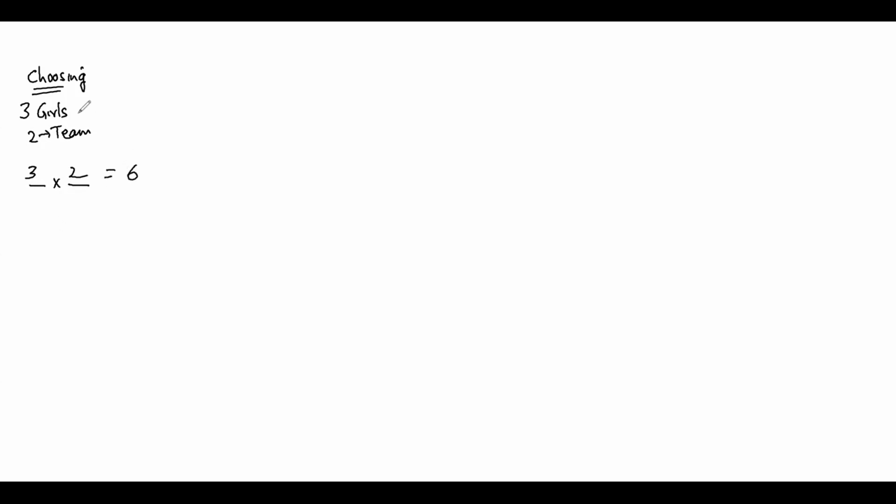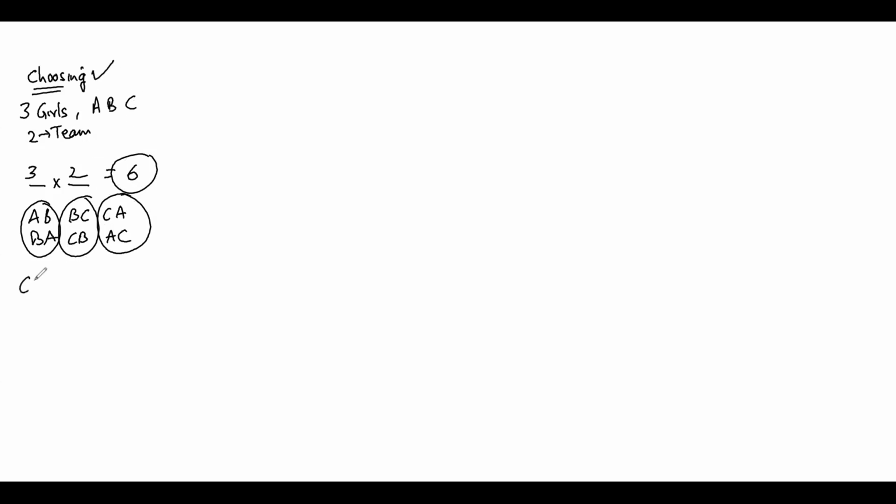But if we actually look at it, let's suppose there are 3 girls. The team can be AB, BC, CA, BA, CB, AC. You can pretty much see that these teams are similar, which is why I have overcounted my teams. So what happened in choosing that did not happen in arranging? In choosing, the order does not matter.